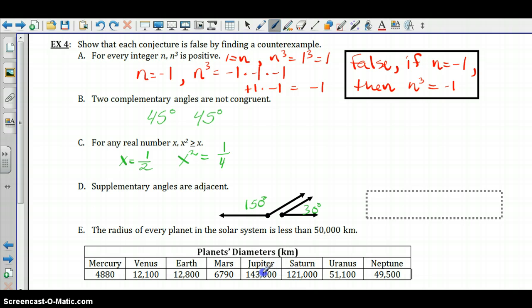You do not need to list both. You just need one counterexample. So we could list our counterexample as Jupiter. Jupiter has a radius of 143,000. You could also say Saturn, but you only need to say one or the other, not both.